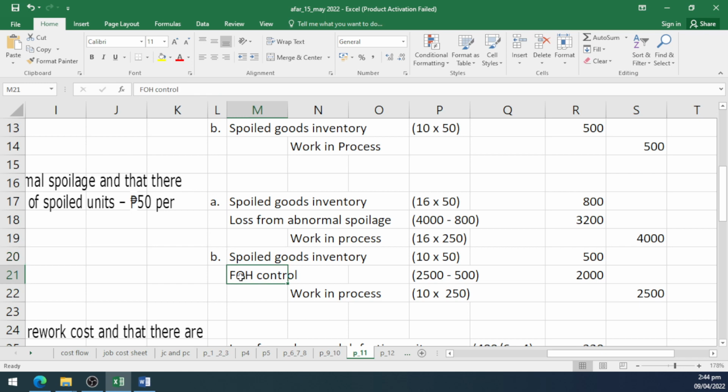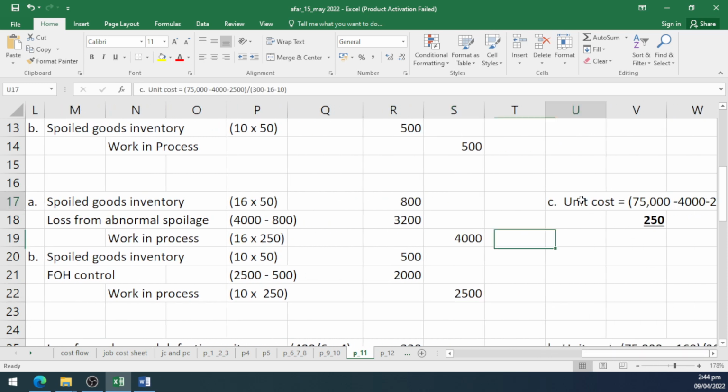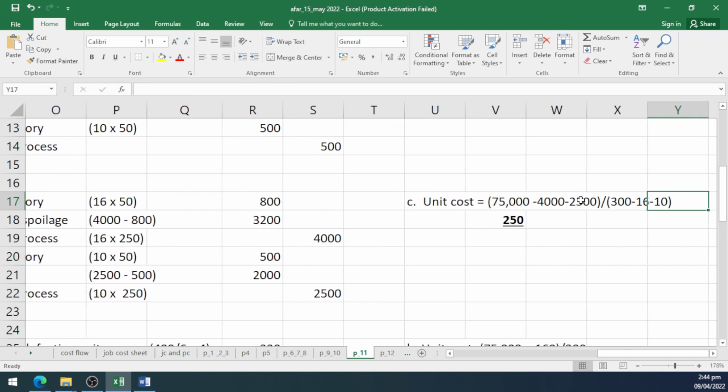Ito po. Tanggalin natin sa work in process yung total cost ng normal spoil. At kung tinanggal natin yung total cost ng 10 at mawawala yung 10 physically, walang effect sa unit cost. Pag charge to all job or charge to factory overhead control, no effect in unit cost. So you can see, guys, that the unit cost is still 250. Ang balance ng ating work in process dyan, ito eh. 75,000 minus 4,000 minus 25.